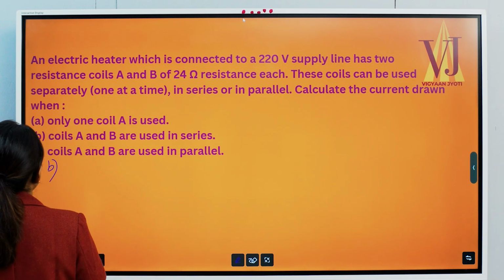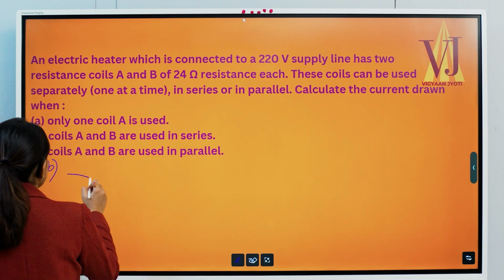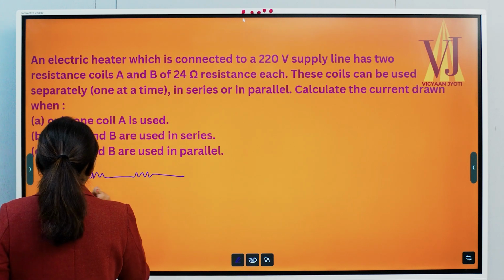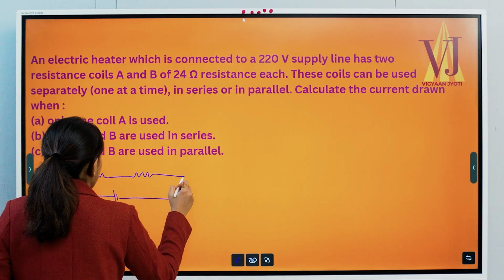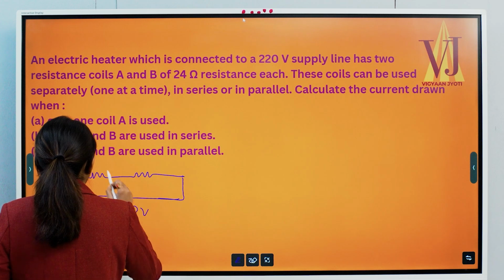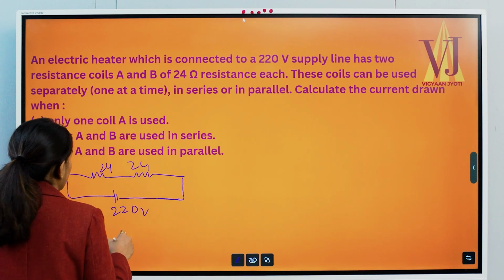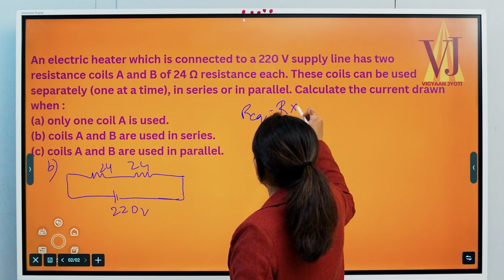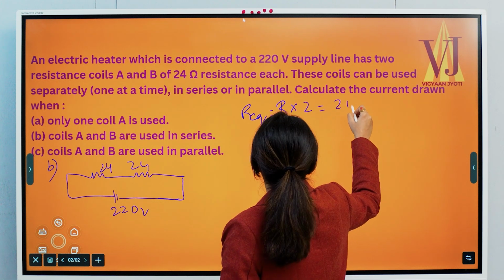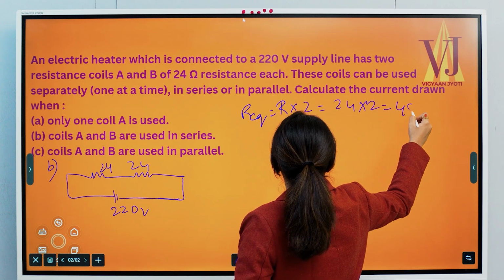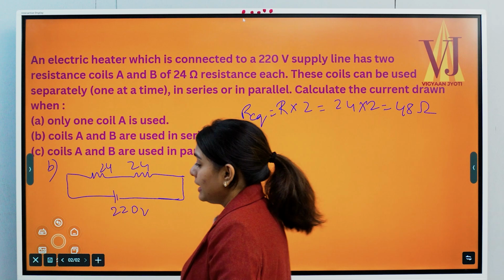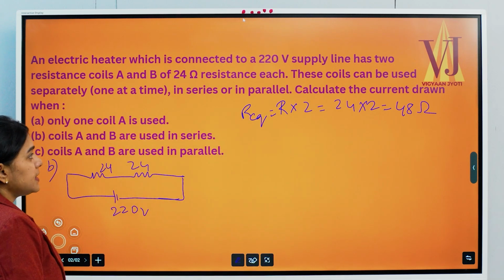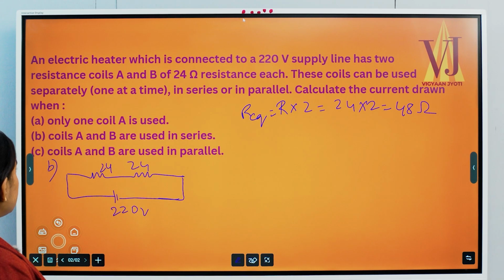B, what will solve? Coil A and B are used in series. So 220 volt here, and this is also 24, this is also 24. So in series my overall resistance will be how much? R into 2, that is 24 into 2, that's 48 ohm. Clear? This is all about my equivalent resistance. Equivalent resistance R into 2, that is 48 ohm.